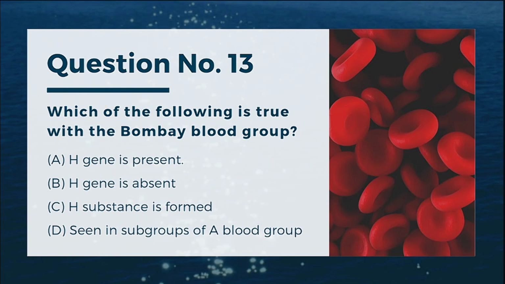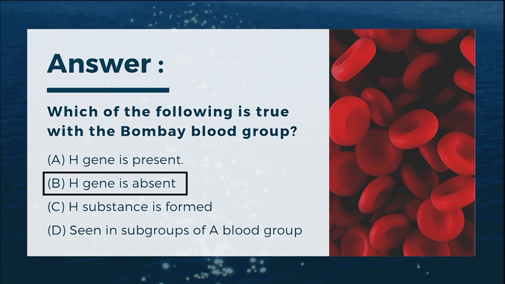Question number 13. Which of the following is true with the Bombay blood group? Option A, H gene is present. Option B, H gene is absent. Option C, H substance is formed. Option D, seen in subgroups of A blood group. And the correct answer is option B, H gene is absent.